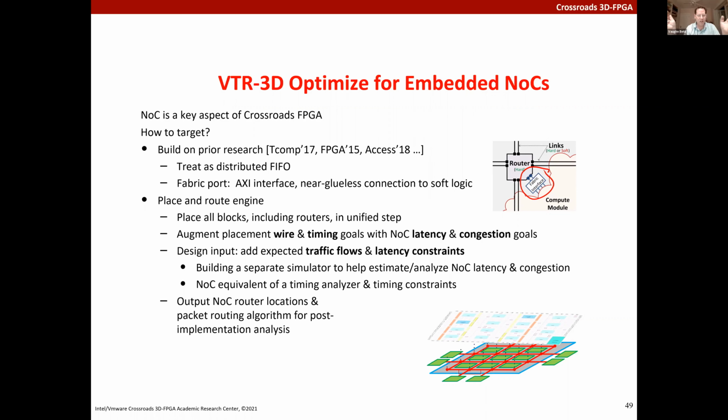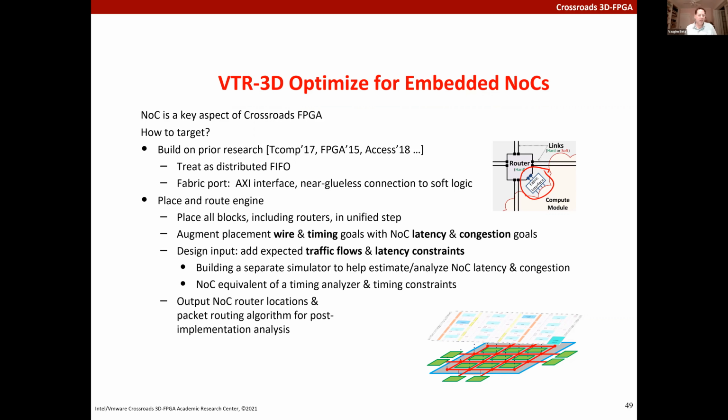So in that case, it's easy to write them. But commonly, we don't think people will know what exactly those constraints should be. So we're building a separate simulator, a SystemC-based simulator, that will help analyze and estimate NoC latency and congestion. So you can basically test if I have these constraints, is my system getting good throughput? It's essentially the NoC equivalent of a timing analyzer and timing constraints.